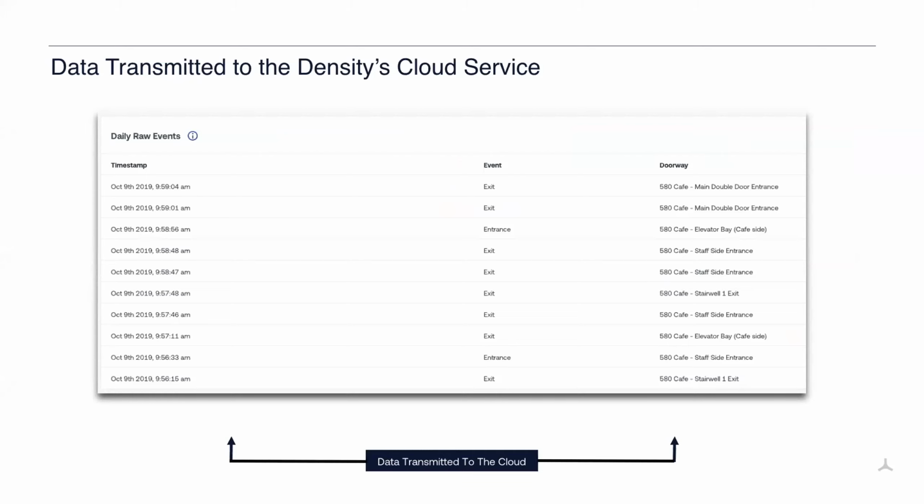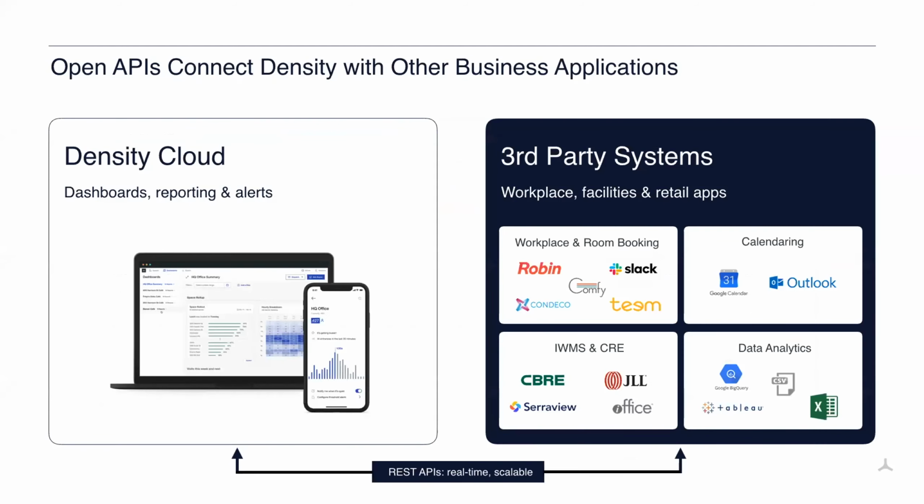We don't know anything about the individual crossing the threshold, just that the event occurred. When we have the ability to capture this data and transmit it to the cloud, we then leverage our Open API platform. These are just a few examples of the third-party systems that Density has the ability to integrate with.